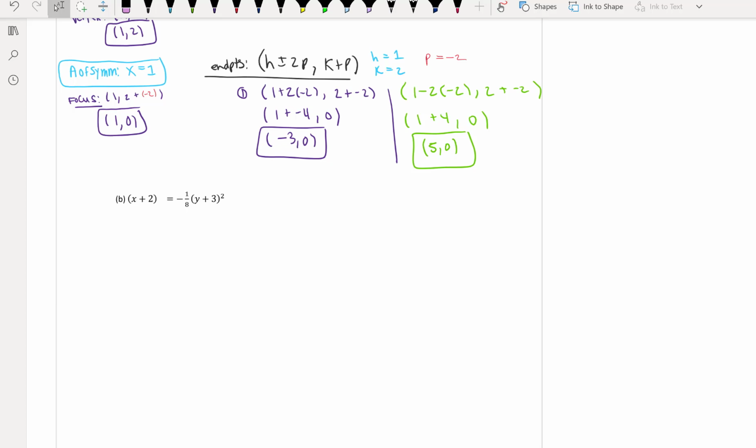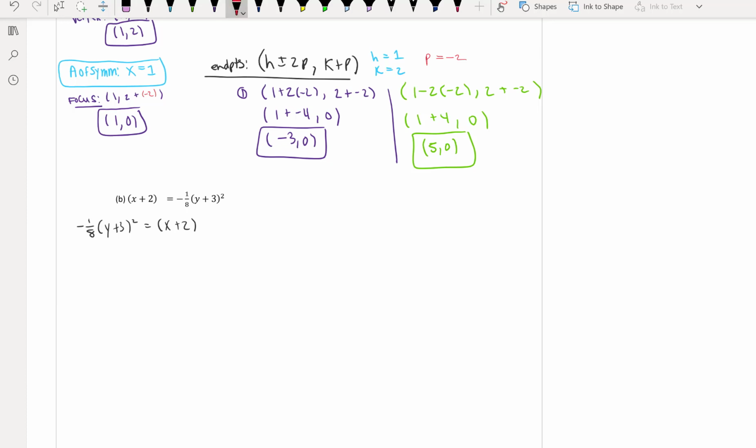And for me, I like to have things in order. So I know that that y squared is on the left-hand side. So I'm just going to switch the opposite sides of the equal sign. So I'm going to have a negative 1/8 (y plus 3) squared is equal to my x plus 2. That does not change anything in my formula. I just like to get that y squared on the left-hand side.